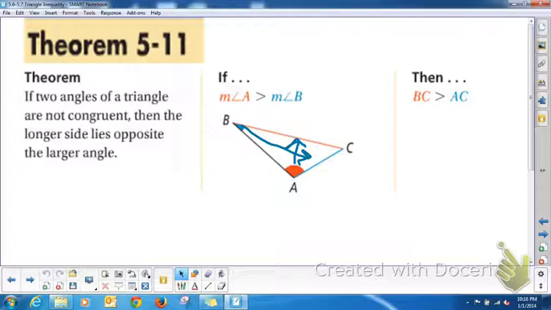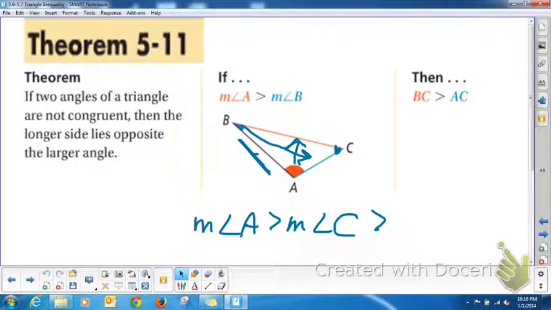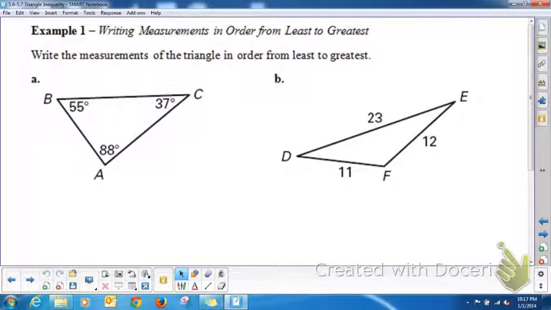Therefore, this third side here, AB, is across from angle C, and therefore angle C is the medium angle. So if we were going to list them in order from largest to smallest, you would say the measure of angle A is greater than the measure of angle C, which is greater than the measure of angle B. That's exactly what we're going to do right now. We're going to write the measurements in order from least to greatest. So write the measures of the triangle in order from least to greatest.